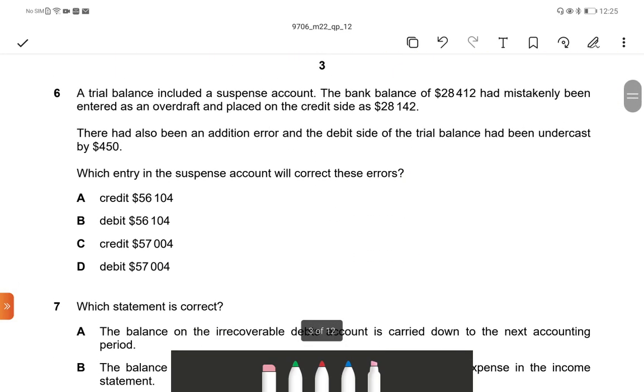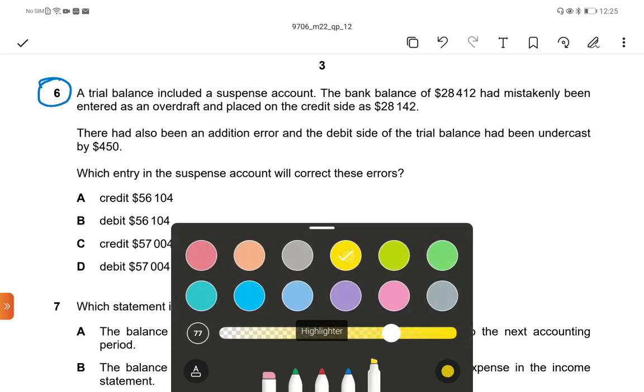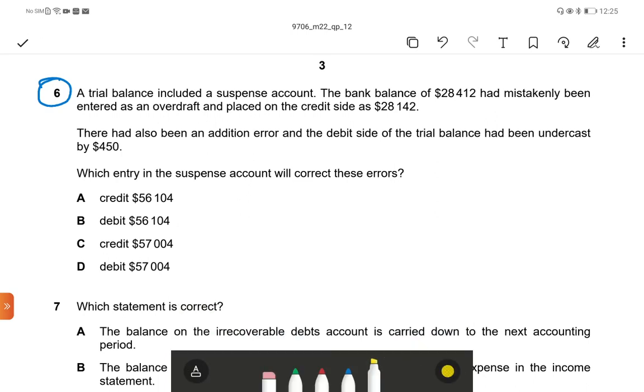Next, question number 6. A trial balance included a suspense account. The bank balance of $28,400 had mistakenly been entered as an overdraft. Bank balance is a debit balance, while overdraft is a credit balance, placed on the credit side. What is the mistake here?